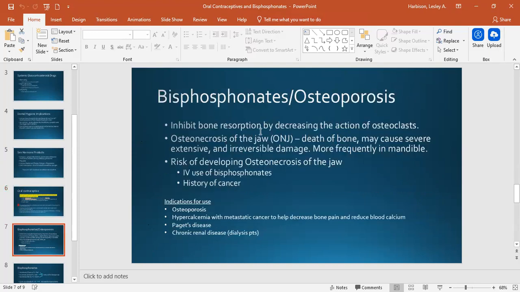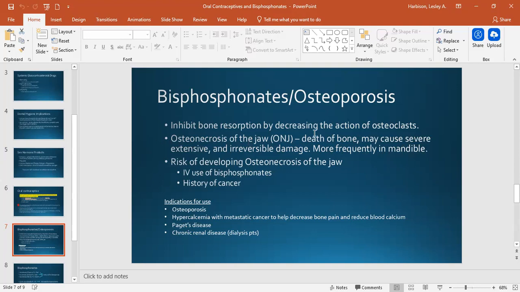Bisphosphonates for osteoporosis. Bisphosphonates inhibit bone resorption by decreasing the action of osteoclasts. You have osteoblasts that build up bone, osteoclasts tear it down. Well, they inhibit the body's tearing down the bone. So osteonecrosis of the jaw, necrosis being death, so death of the jawbone, may cause severe, extensive, irreversible damage. More frequently, you will see this in the mandible as opposed to the maxilla.